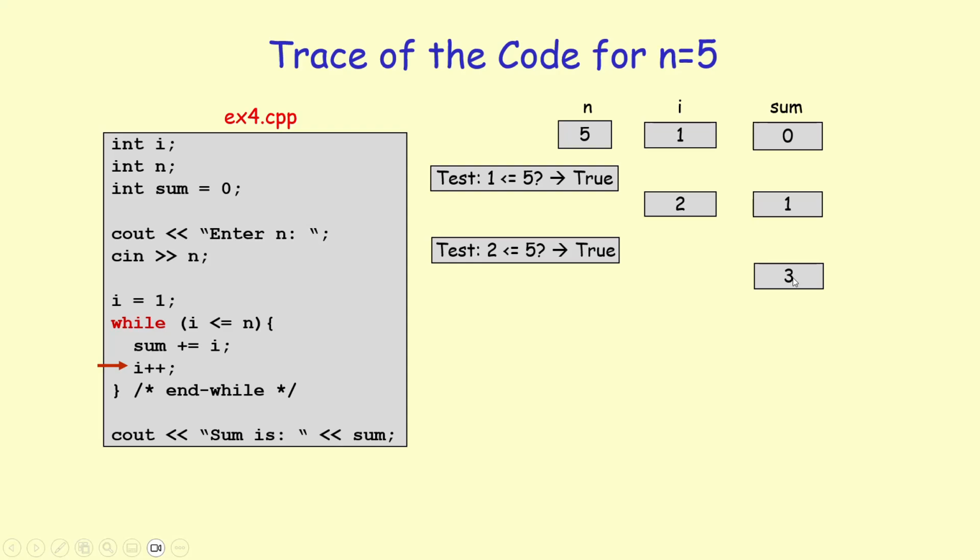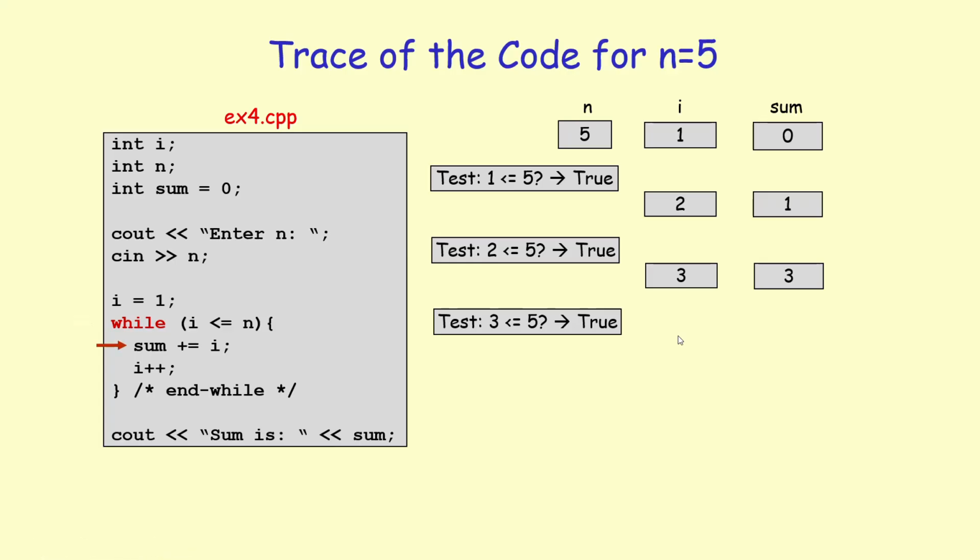So 3 indicates the sum of the numbers from 1 to 2. So it's 1 plus 2. Increment the loop counter variable i, it becomes 3. Go back to the beginning of the while loop. Now do the comparison. Is 3 less than or equal to 5?